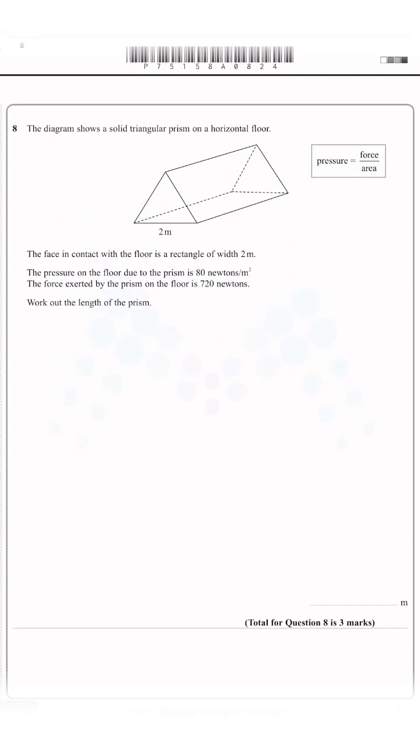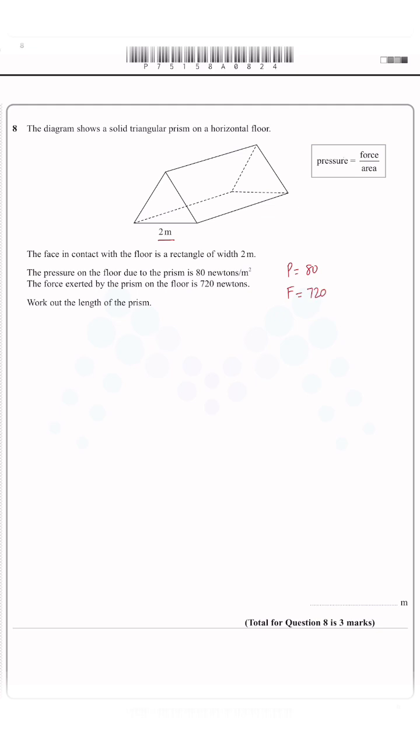Question number 8. It says the diagram shows a solid triangular prism on a horizontal floor. The face in contact with the floor is a rectangle of width 2 meters. That's this given over here, 2 meters. The pressure on the floor due to the prism is 80 newtons. So my pressure is 80 and the force exerted by the prism is 720. So force equals 720. Work out the length of the prism.